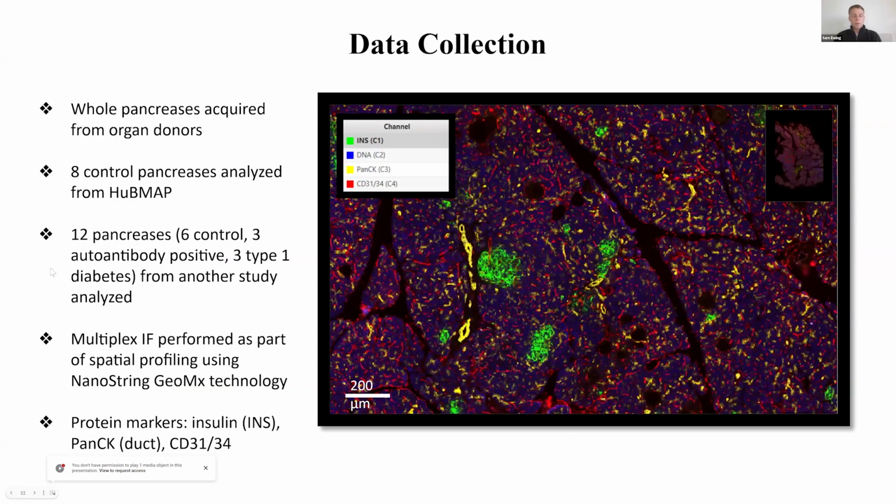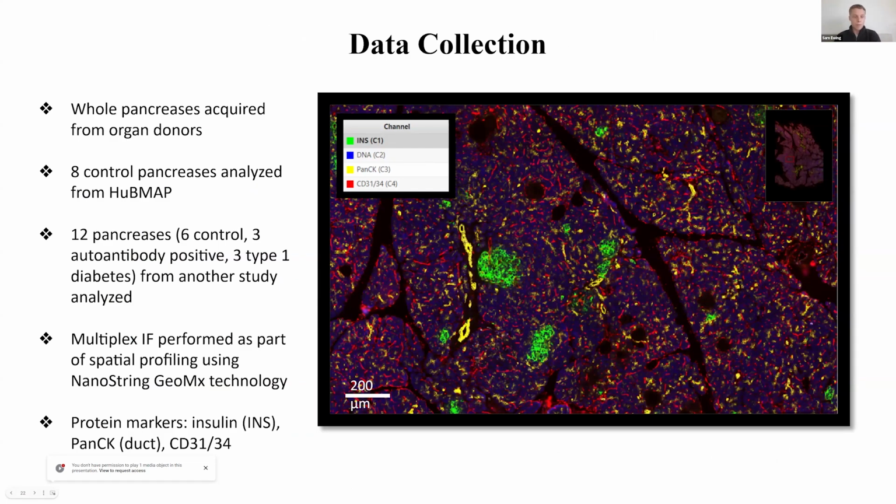So to do that, we work with pancreases that are acquired from organ donors. So far, we've analyzed about 8 pancreases from HuBMAP that are control healthy patients. And then we've analyzed about 12 pancreases from another study. Within that group, some are type 1 diabetes patients, and some are autoantibody positive patients, which means they have autoantibodies that may ultimately lead to them developing type 1 diabetes later on.